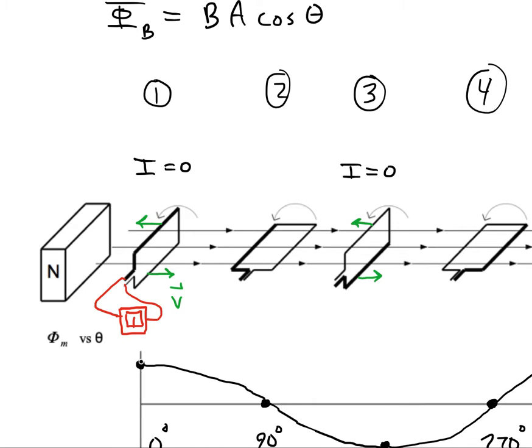What I'll do is I'll hook up a red wire to one section of the loop, and I'll hook up a black wire to the other part. That way we can keep track of which wire is which. So the red is attached to the bold segment of the loop, and it goes into the galvanometer from the left side.